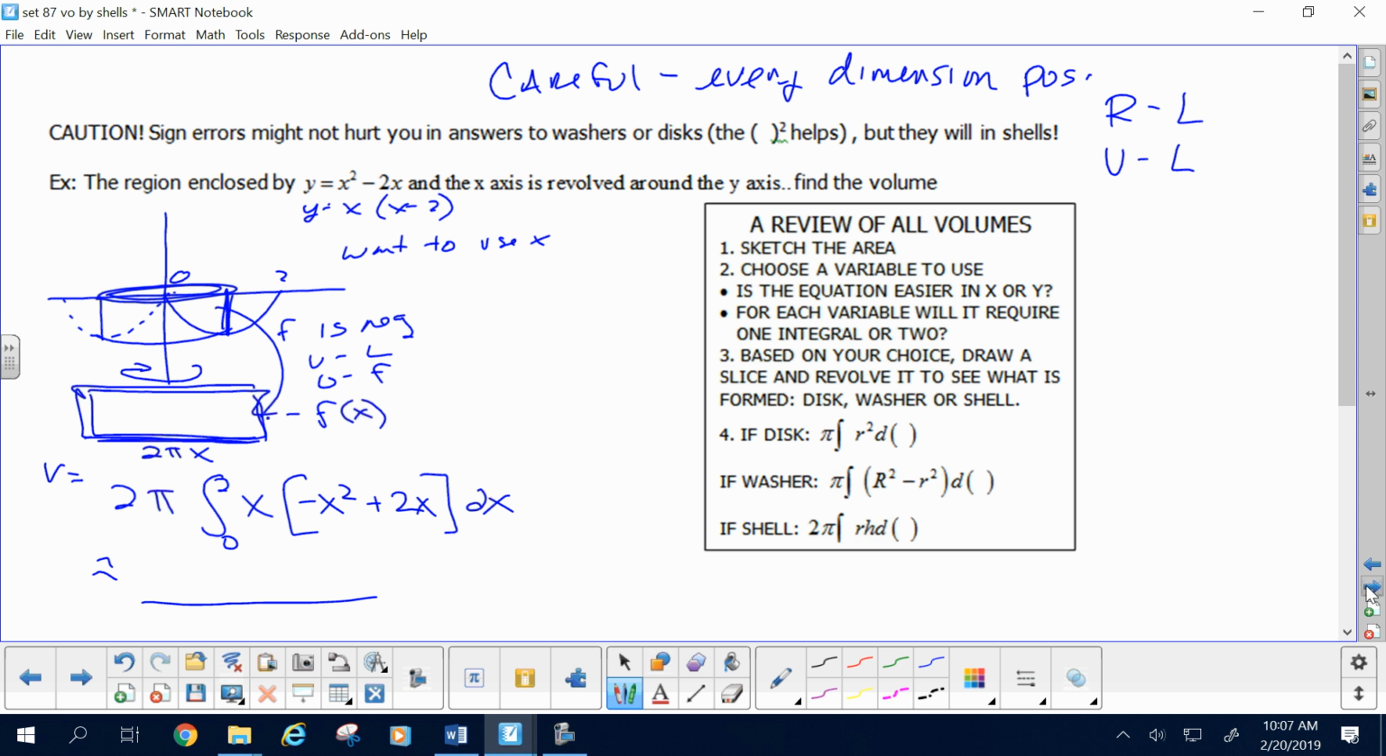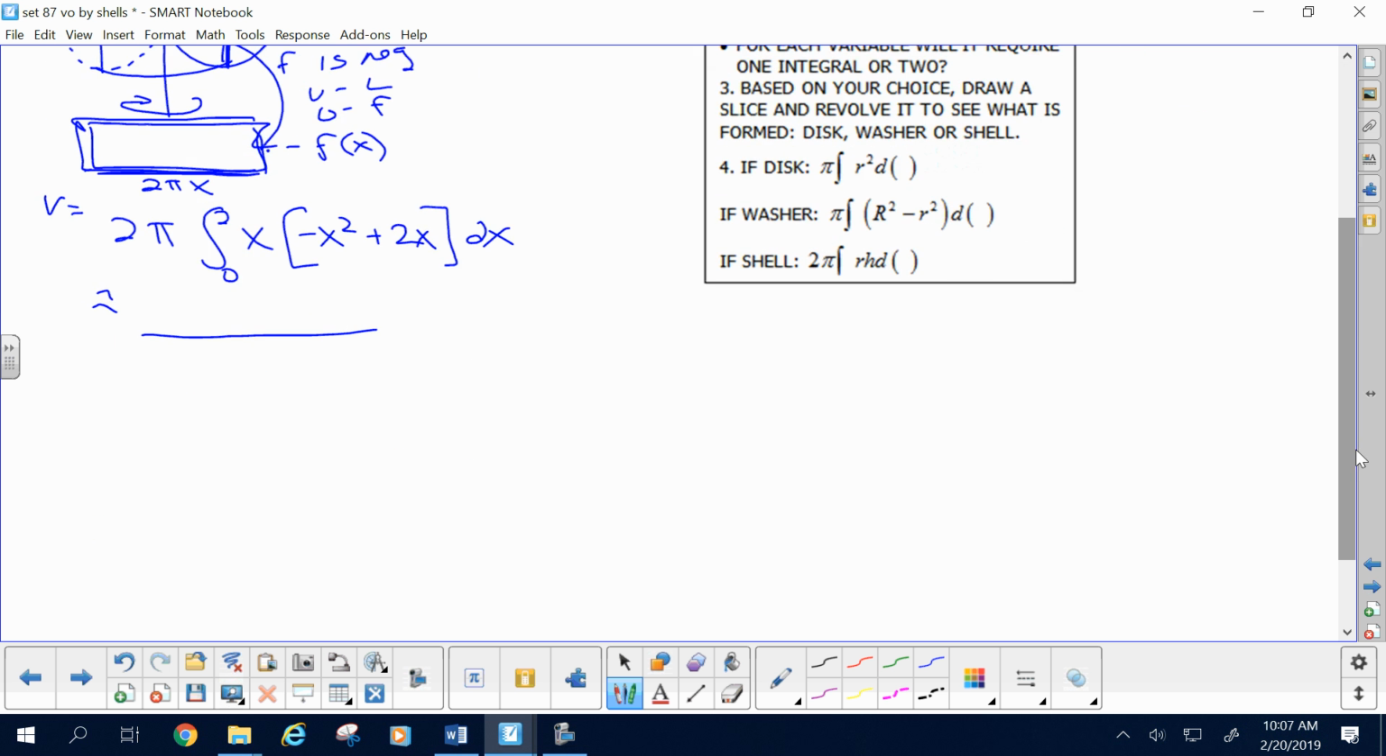Okay? So I'll say this here. If you get a region like this, if you revolve it, you would be careful here. Both x is negative and y is negative.